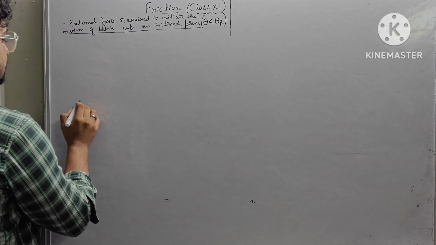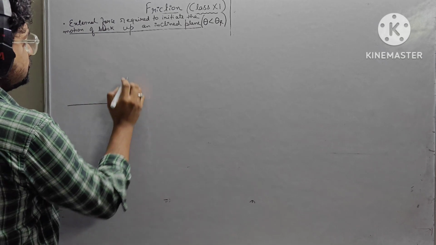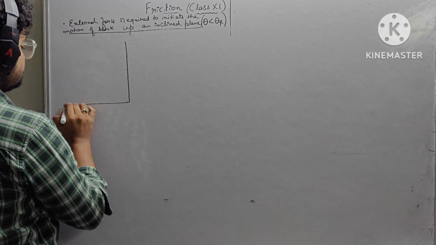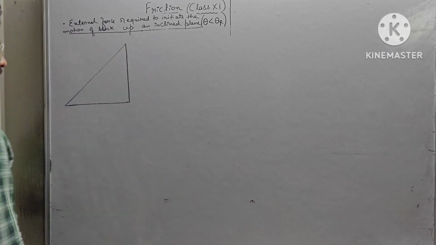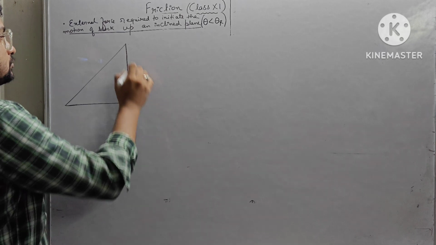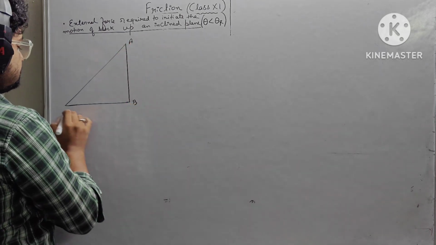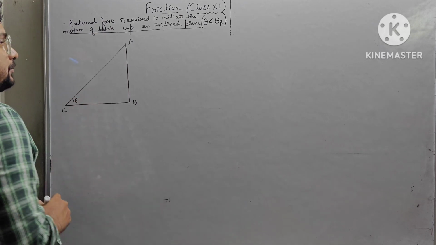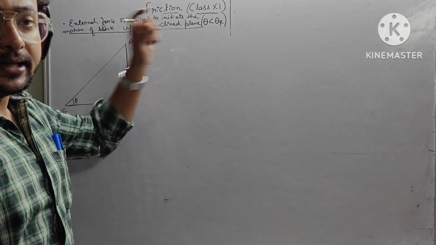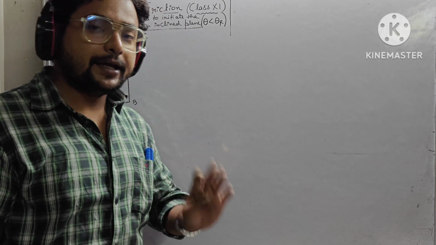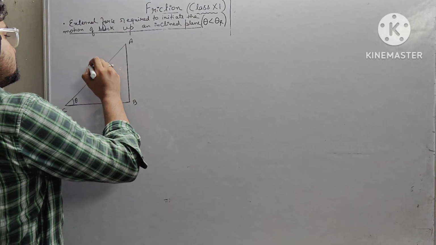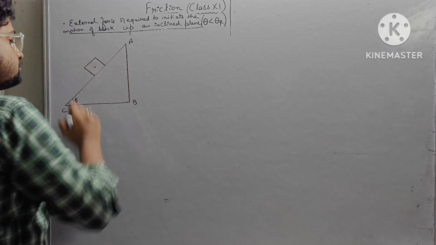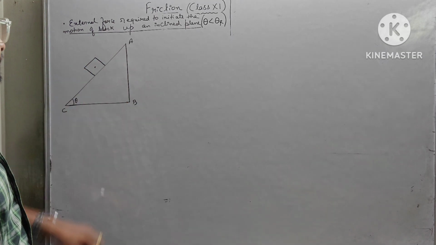So let's draw the diagram first. This is our inclined plane ABC. This particular angle is theta. Again, as I say, theta is less than theta r, the angle of repose. This is the body which I have placed over here.